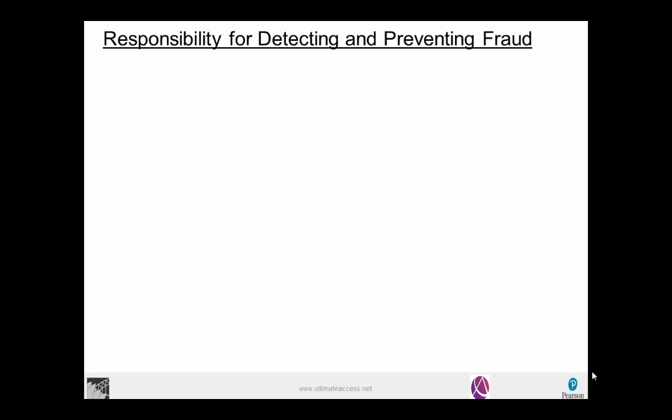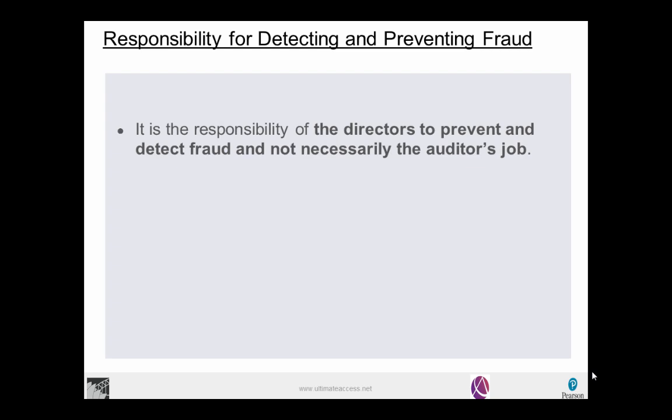Now, who is responsible for detecting and preventing fraud? This is very important. It is the responsibility of the directors. It is not the responsibility of the auditors, okay? It is the responsibility of the directors, because they are the ones who had set the internal controls. They set those internal controls with the main aim of trying to detect, to prevent, and to correct any fraud or error from occurring. So it is their responsibility to ideally detect and prevent it.